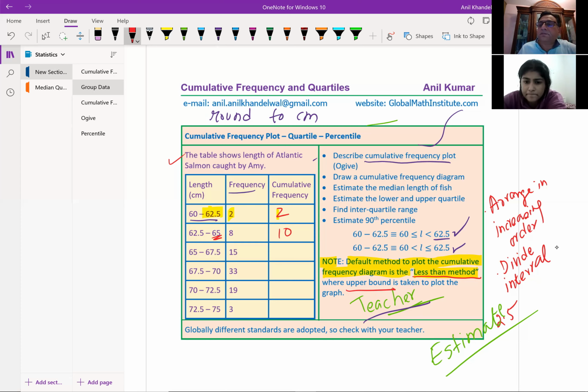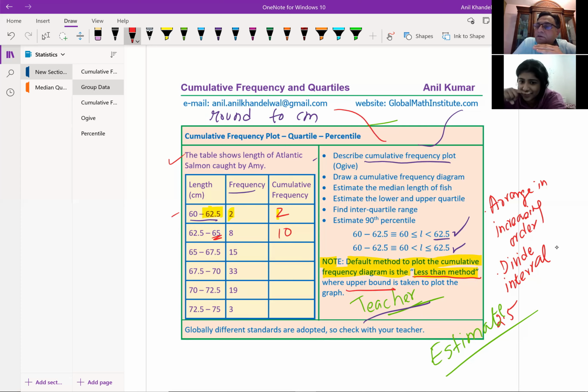There is another method also, which could be there in the test. They may say, draw the cumulative frequency diagram using the more than method. You get my point? Then in that case, how many are above 60? All of them. It will be reverse. That graph will be dropping down.